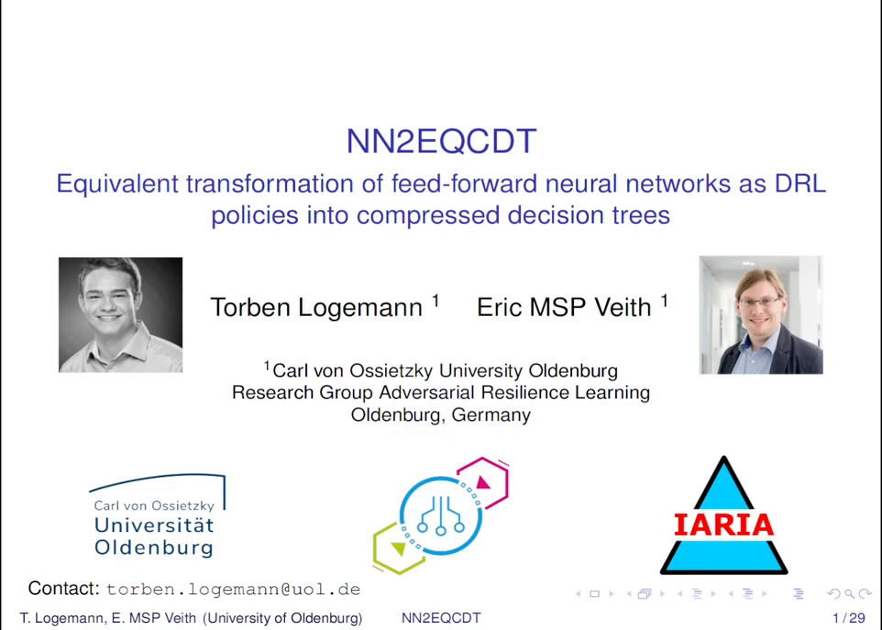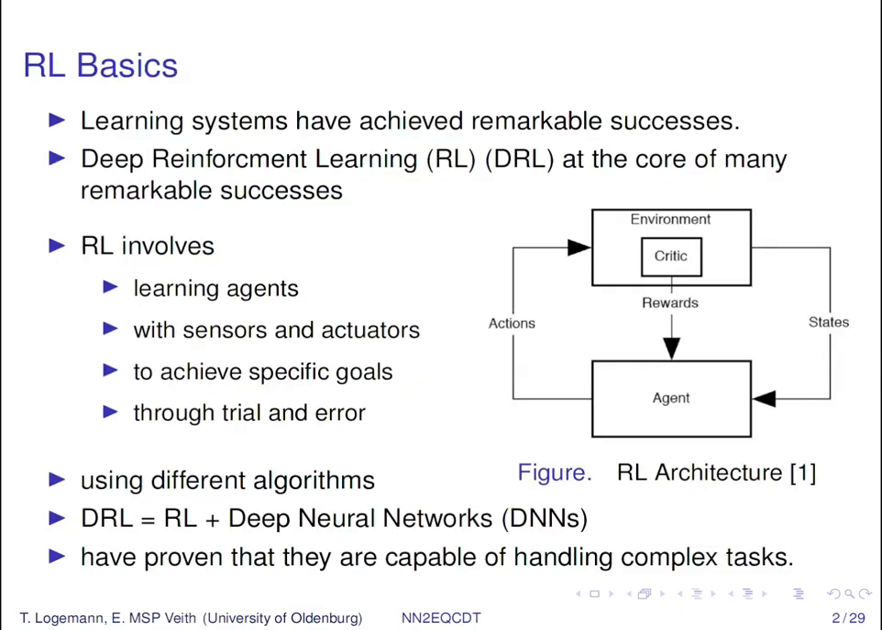Now I'm going to present the NN2EQCDT algorithm that does an equivalent transformation of feed-forward neural networks as DRL policies into compressed decision trees. First of all, I present some reinforcement learning basics.